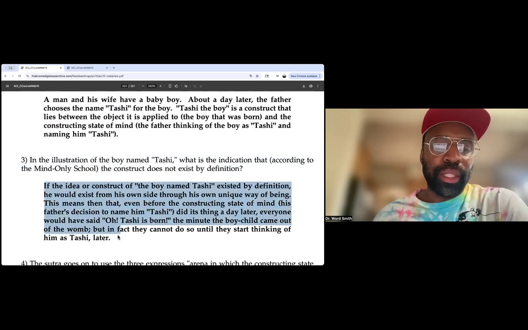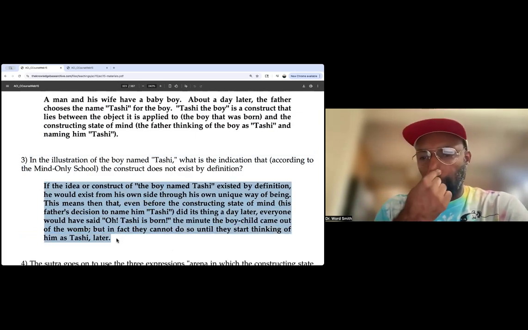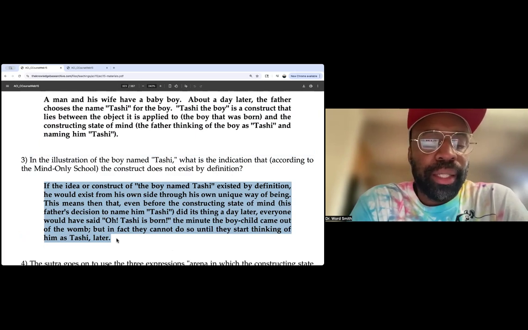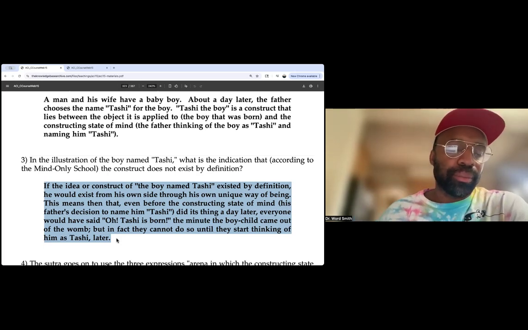Yeah. If the idea or construct of the boy named Tashi existed by definition, he would exist from his own side in his own unique way of being. That means that even before the constructing state of mind, his father's decision to name him Tashi a day later, everyone would have said, "Oh, Tashi is born," the minute the boy came out of the womb. But in fact, they cannot do so until they start thinking of him as Tashi later.